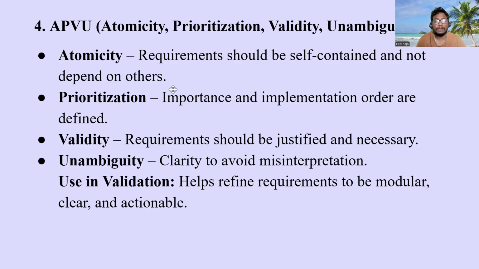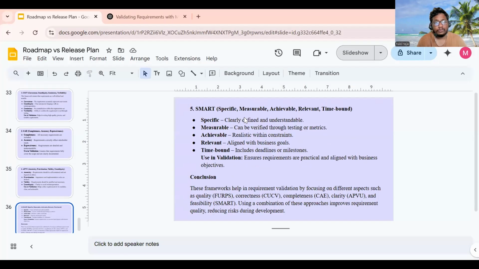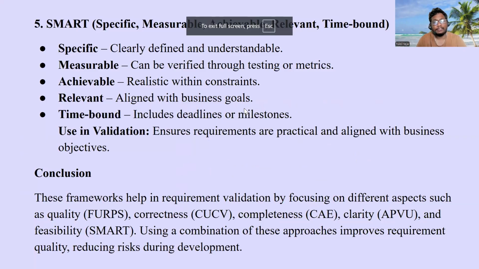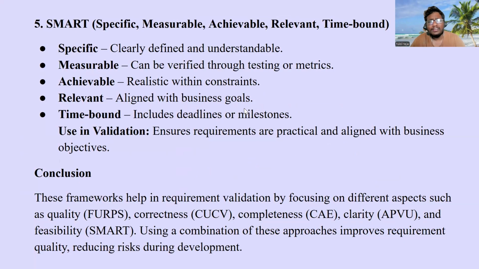Next is SMART. We have learned about SMART in the previous video, so let's discuss it at a high level. S stands for specific, M for measurable, A for achievable, R for relevant, and T for time-bound. And what is the use of the SMART framework in software requirements validation?